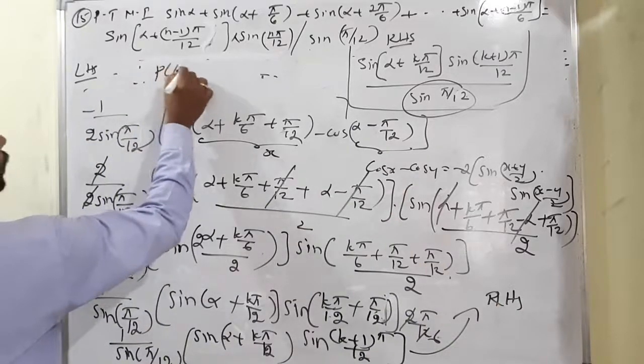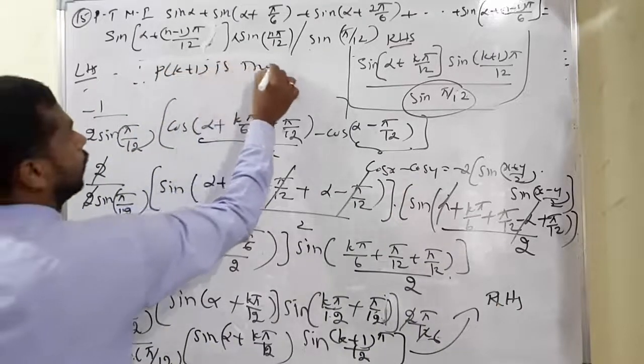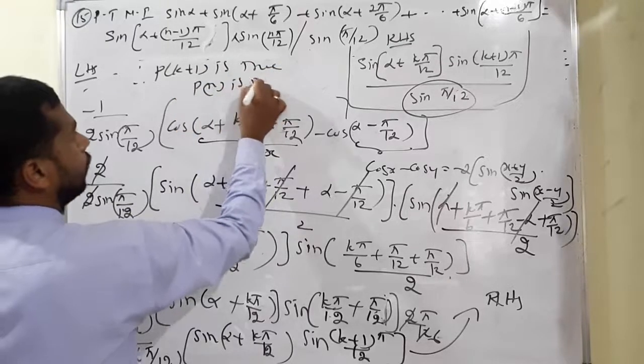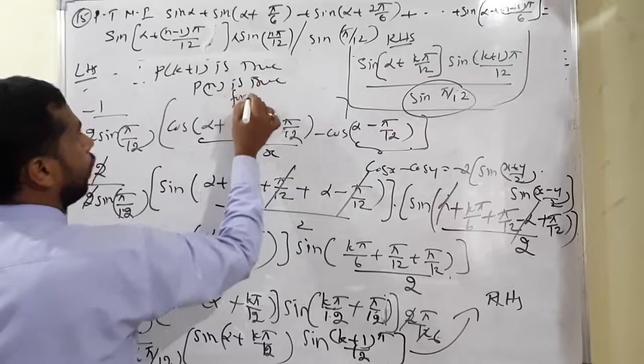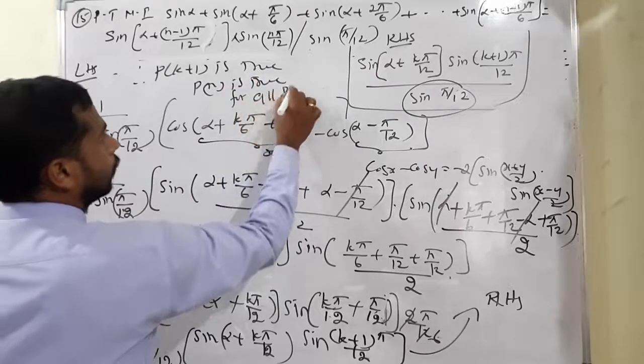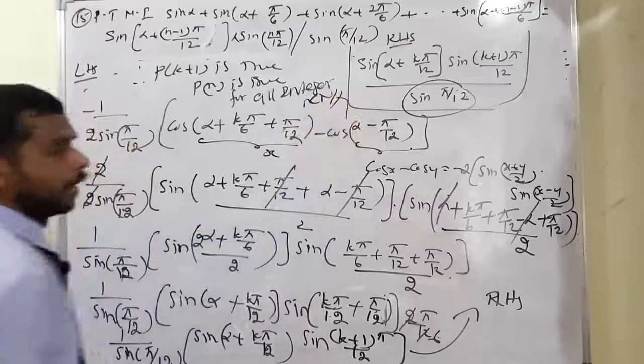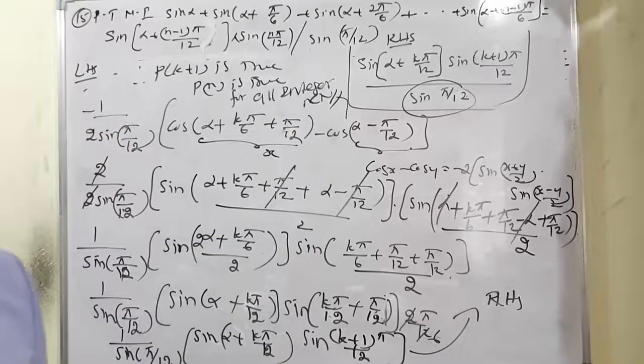Therefore P of k plus 1 is true. Then P of k plus 1 is true means definitely we can say P of n is true. Therefore, for all integer n belongs to natural number. Okay, hence proved.